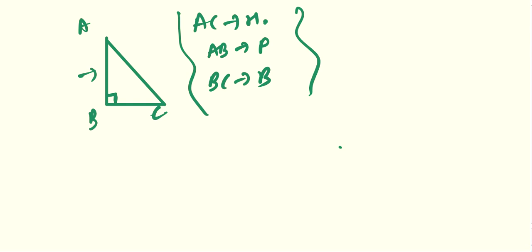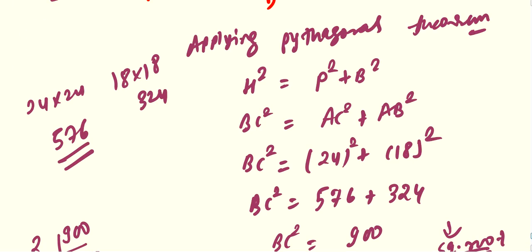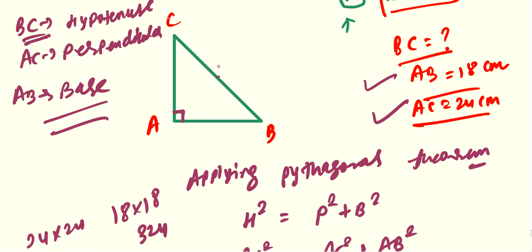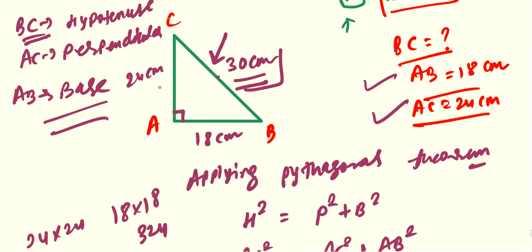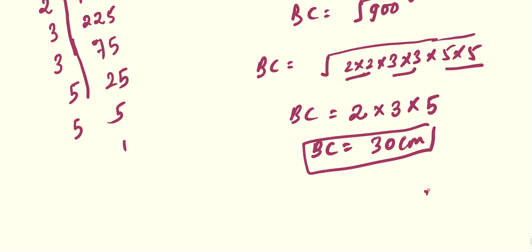So 30 centimeter is the required answer, and this is your 30 centimeter, and AB is 18 centimeter, and AC is 24 centimeter. Now this is your hypotenuse, which you have got here as 30, which is greater than 24 and 18. So that's why hypotenuse is the largest side. So this is your question number 1, and the concept is the same in all the questions.